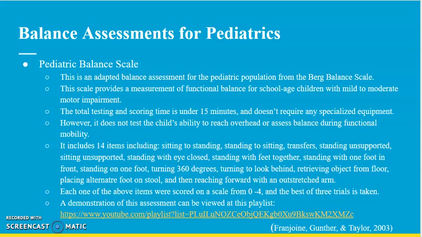It includes 14 items including sit to stand, stand to sitting, transfers, standing unsupported, sitting unsupported, standing with eyes closed, standing with feet together, standing with one foot in front, standing on one foot, turning 360 degrees, turning to look behind, retrieving objects from the floor, placing alternate foot on stool, and then reaching forward with an outstretched arm. Each of the above items is scored on a scale from 0 to 4, and the best of the 3 trials is taken. A demonstration of this assessment can be viewed at this playlist.